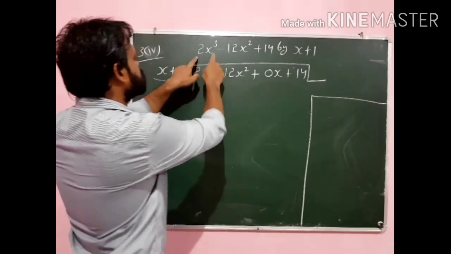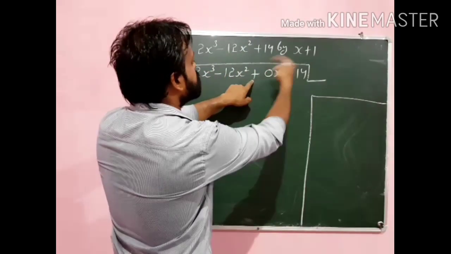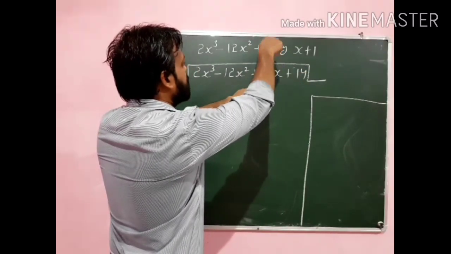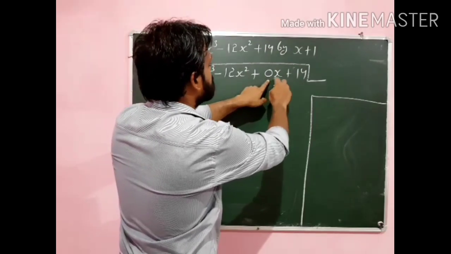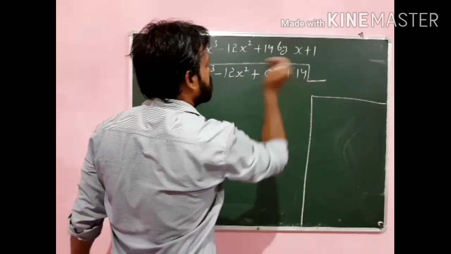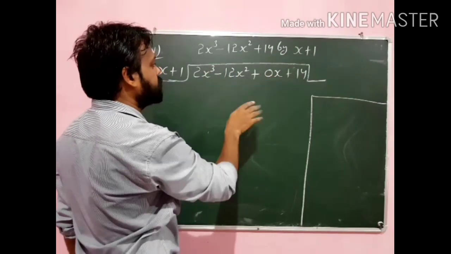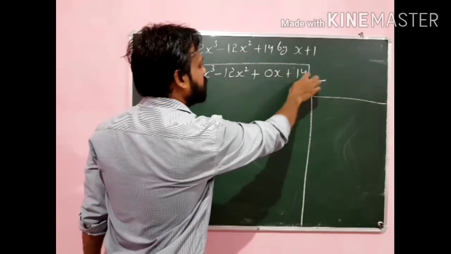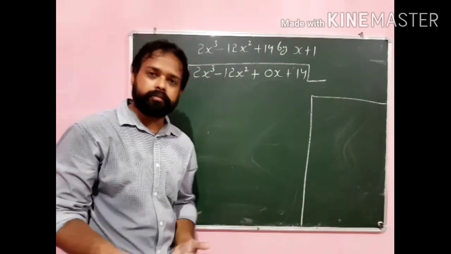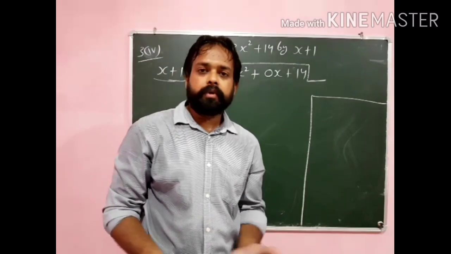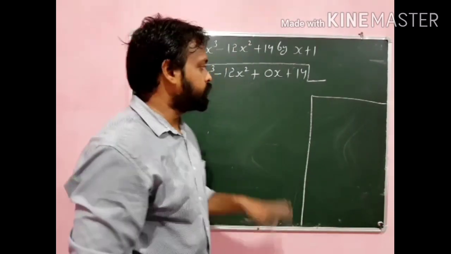How? Write down this 2x cube, this is minus 12x square, then you can write plus 0x, because there is no term of x here. So you can write it by yourself. This will become 0x plus 14. So now we can see the order is completed: 3, 2, 1 and of course 0. So this is the first step. Now you have to apply the previous steps again and you will be able to find the answer. So what is the first step?